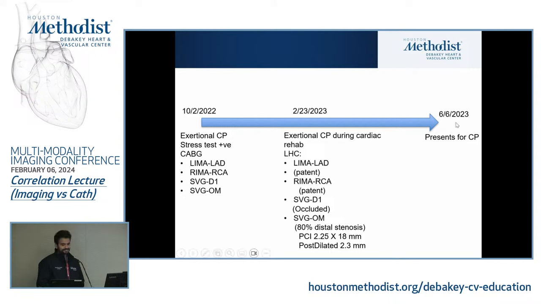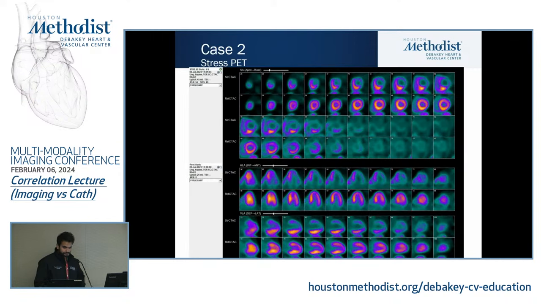Again, in June, while in cardiac rehab, she again has chest pain on exertion. And at this point, the primary cardiologist is like, she's been through a lot. Let's actually do an ischemia test to try and figure out what's actually going on and where this chest pain is coming from. And then she has this test.